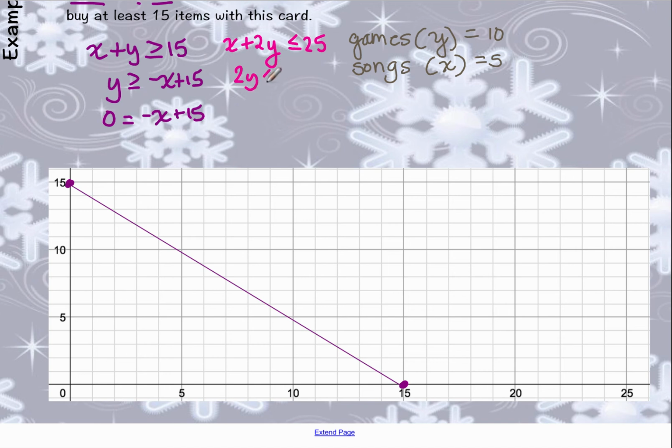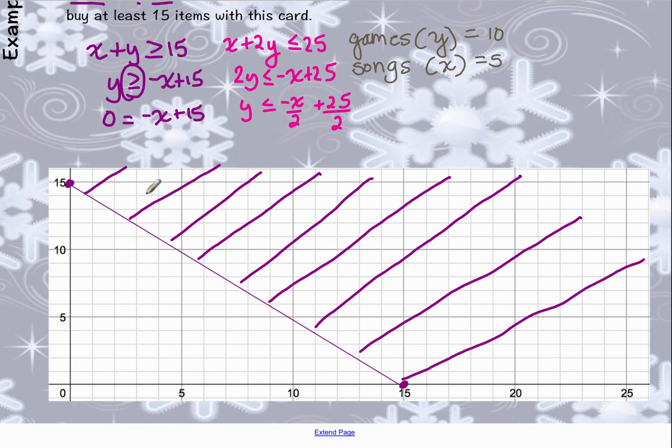2y is less than or equal to negative x plus 25. All right, got to divide by 2. Y is less than or equal to negative x halves plus 25 over 2. Well, before I forget, I didn't shade this one in. All right, we have to go back to this purple one. Greater than means I'm above. Now I can do my pink one. Oop, got ahead of myself a little bit there. Well, my y-intercept is 25 divided by 2, so that's 12.5. So this is 11, 12, 12.5 is right there.